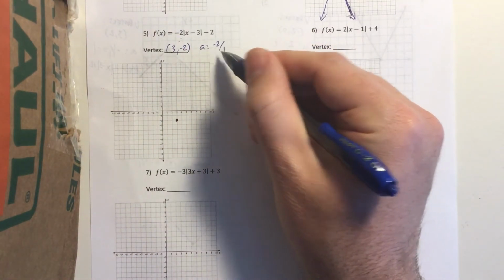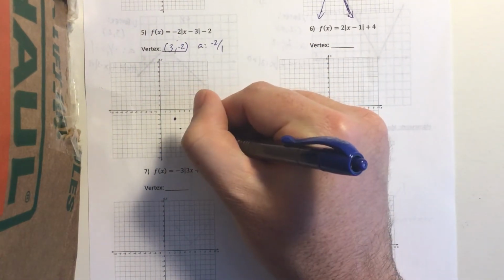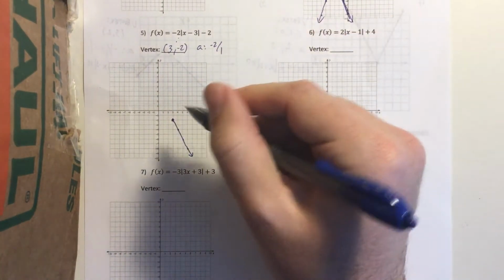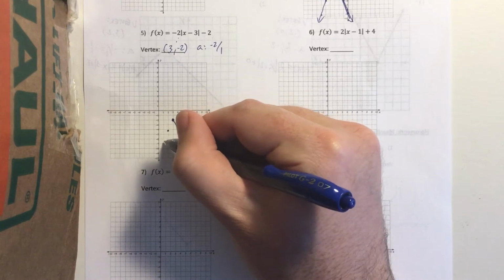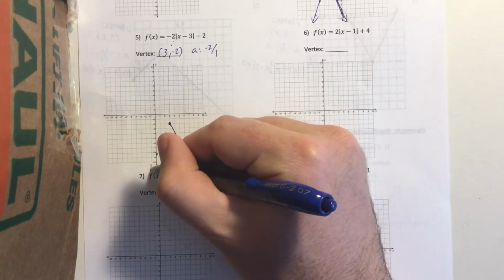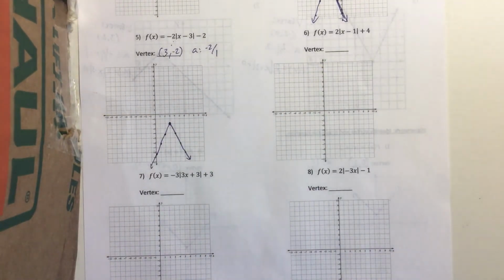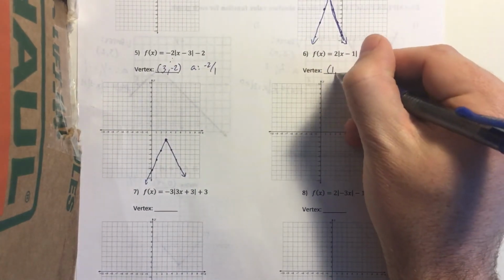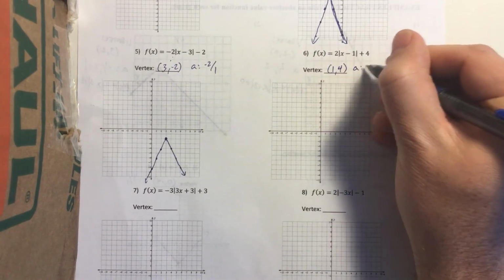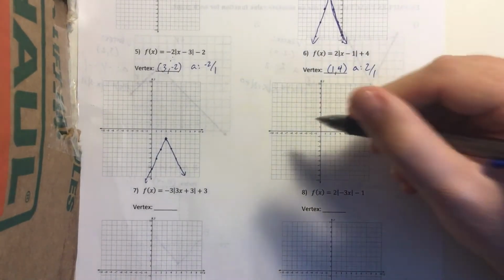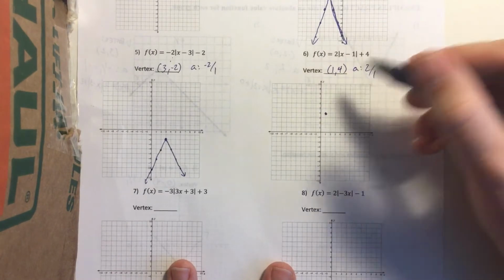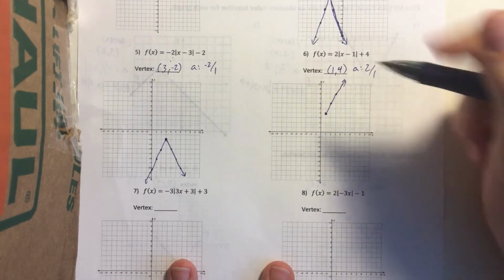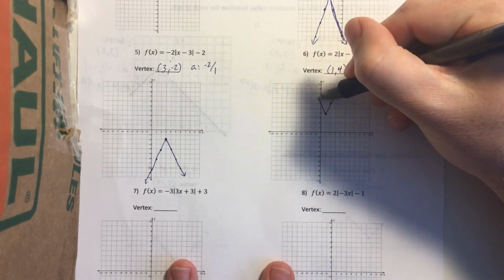And then the slope for the right side is down 2 over 1. For the left side, we're just going to go the other direction. And there we go. 6, not that bad. Vertex is 1, 4, a value is 2. So plot your vertex, and then you're going on the right side up 2 over 1. Just do the same thing on the other side.